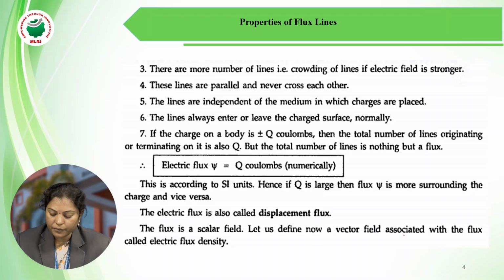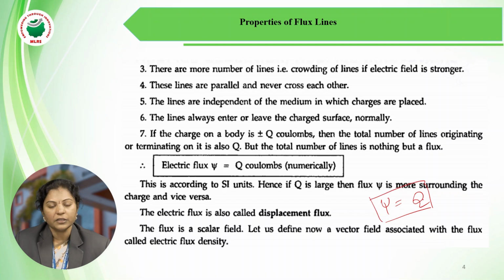The total number of lines are nothing but flux lines. So this electric flux is psi equal to Q coulombs. The total flux is equal to the total charge. According to SI units, if Q is large, the flux is more surrounding the charged wire. This electric flux is also known as displacement flux, and this flux is a scalar quantity.